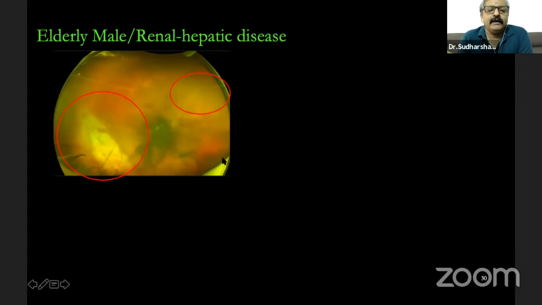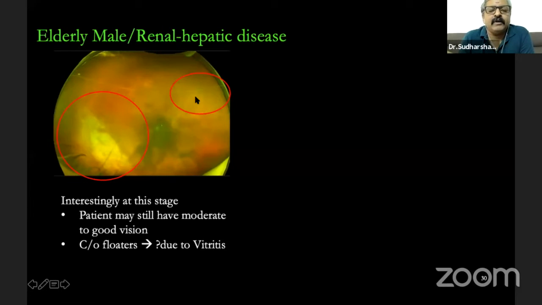This is an elderly male, a patient with renal hepatic disease. We saw the ARN-like lesion in the periphery. Remember, there are some scleral vessels this side also. Interestingly, at this stage, patient may still have moderate to good vision. So at the most, they may have floaters. They may not have much vision loss.